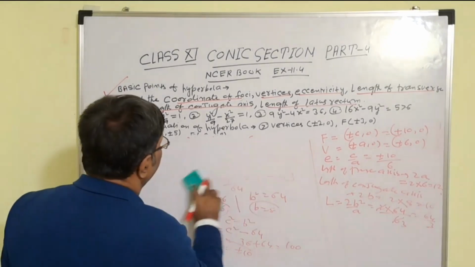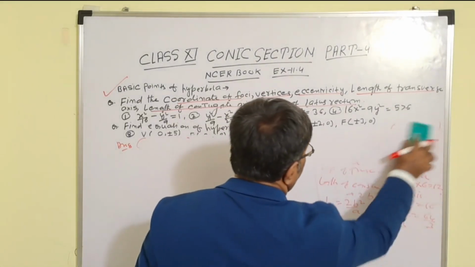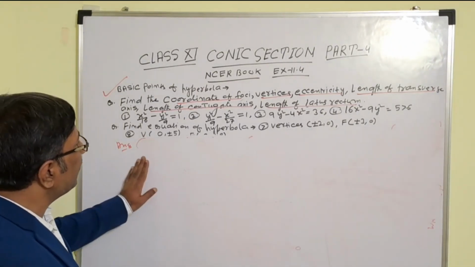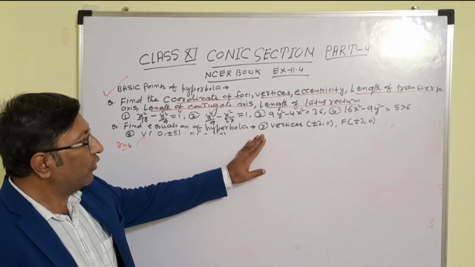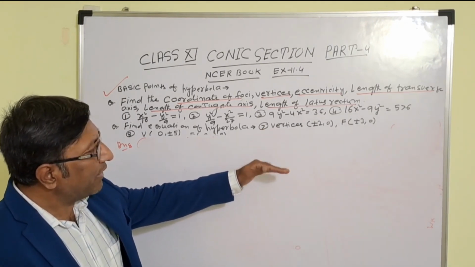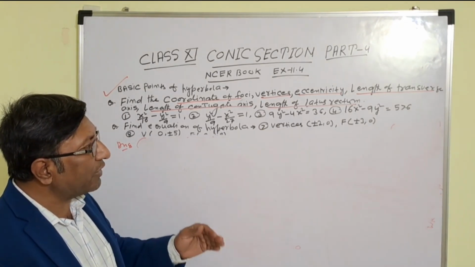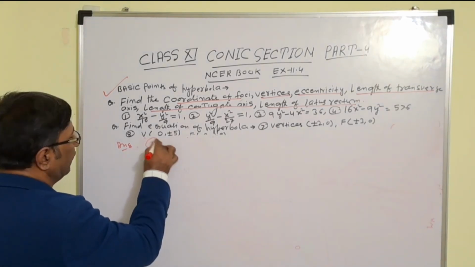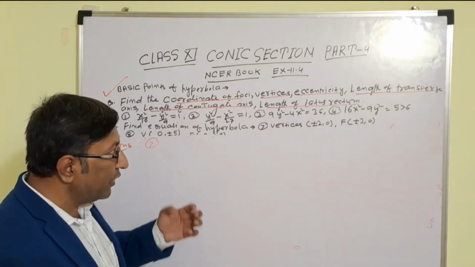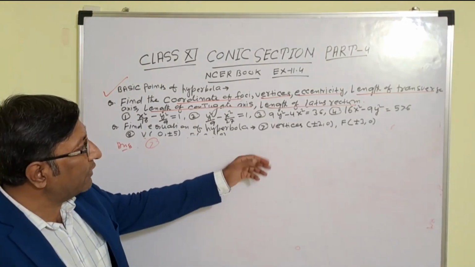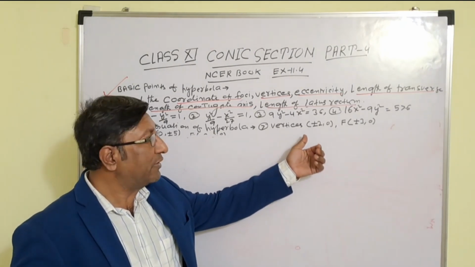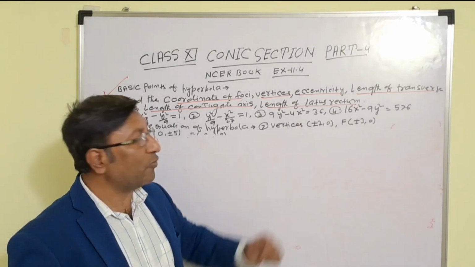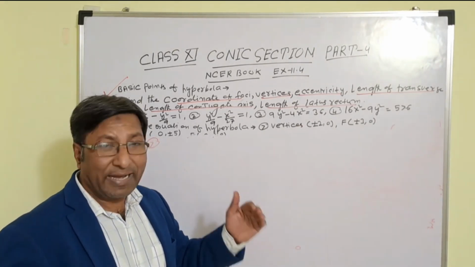Now see question number 7. Find the equation of the hyperbola with vertices plus minus 2, 0 and foci plus minus 3, 0. So we have to find the equation of the hyperbola. From the given vertices and foci, we understand that the y coordinate is 0, so the required hyperbola is on the x-axis.